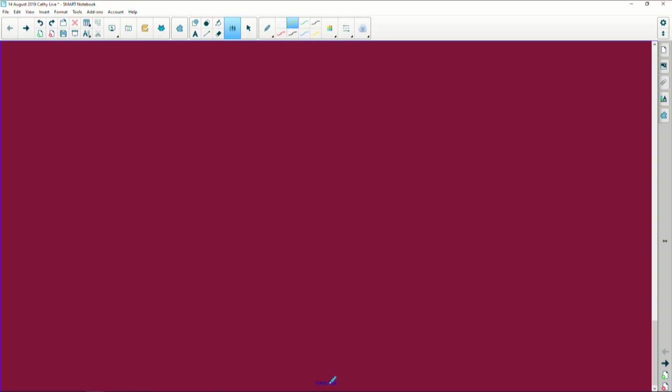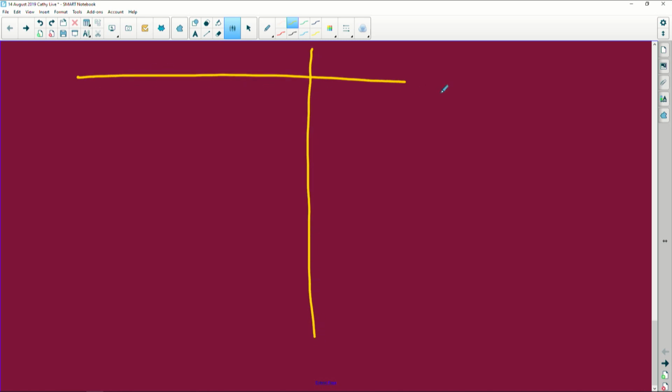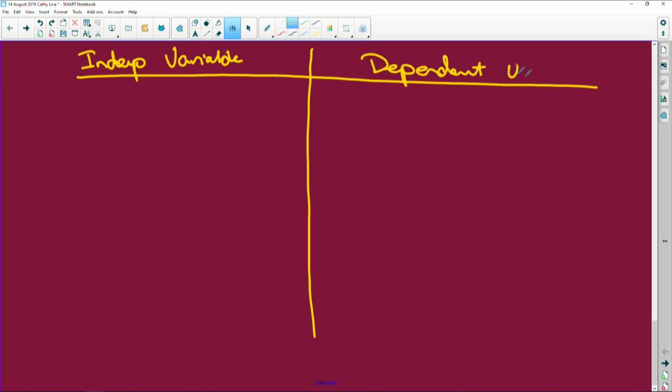So let's do this. I'm going to do a table, just getting my glasses here, and we're going to draw a line here, like that. Here we're going to write the independent variable. And here we have the dependent variable. Now, if we look at the independent variable, it is you who controls it.